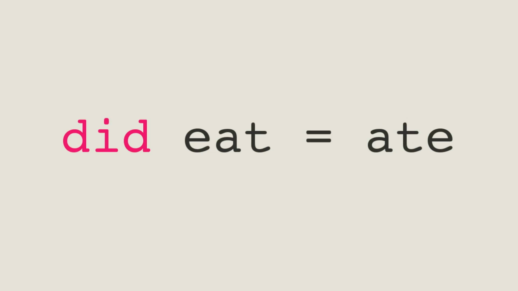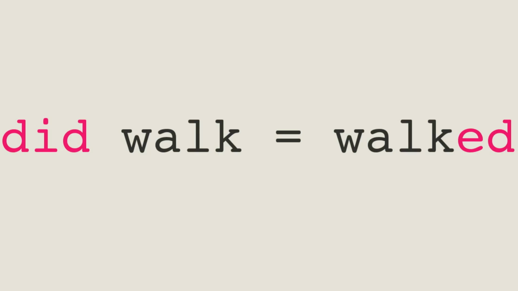It's easier to see this connection if we use a regular verb that adds ed at the end. Did walk is equal to walked. The D is there at the end of walked. That D actually came from did. The ed at the end of walked is the did. Walked is did and walk together.